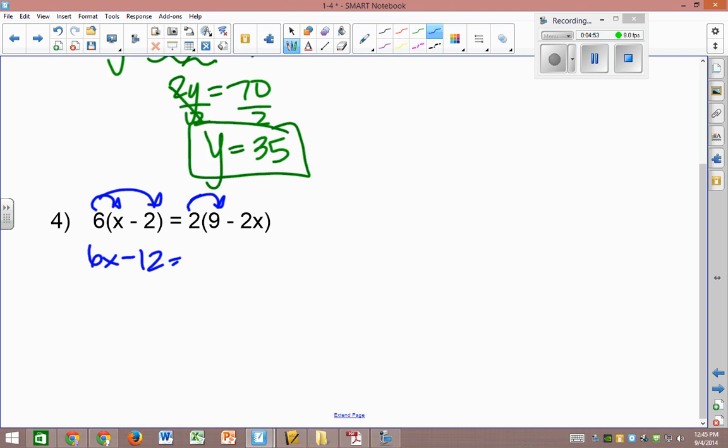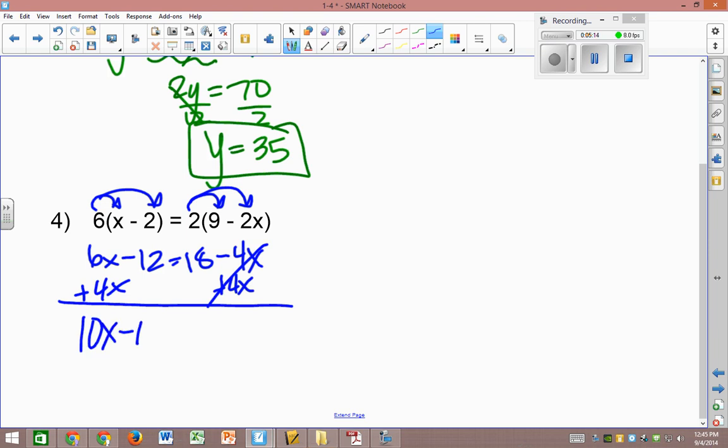18 minus 4x. Okay, I got cows on both sides of the fence. I need to swing the -4 to the other side. So smaller bundle of cows. And I'm adding because it was subtract. So this is still 0 on the right. 10x minus 12 equals 18. Bring the 12 over to get the numbers on the right. 10x equals 30.